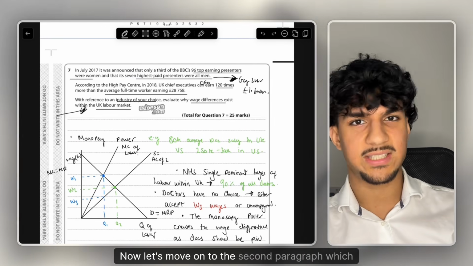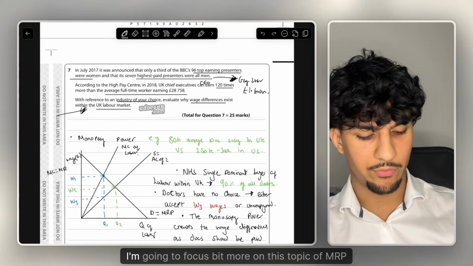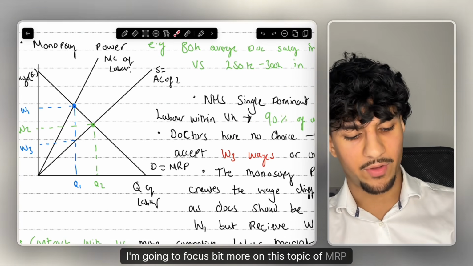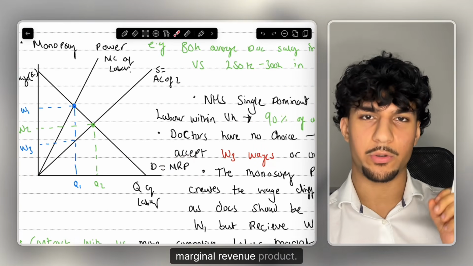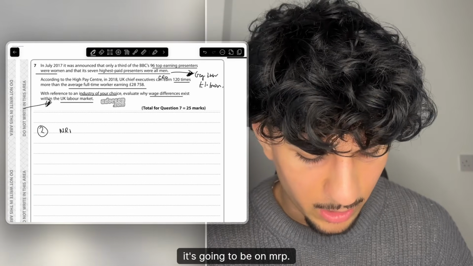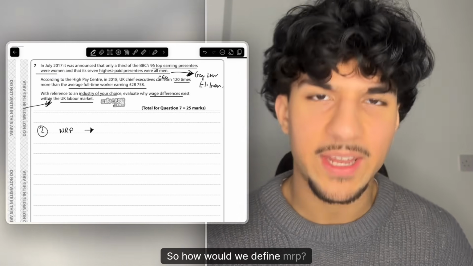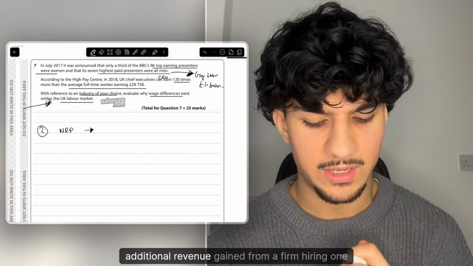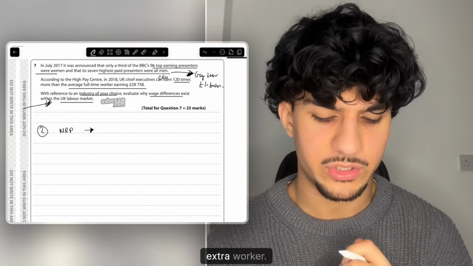Now let's move on to the second paragraph, which, like I said, I'm going to focus a bit more on this topic of MRP, marginal revenue product. Let's get started with the second paragraph. Like we said, it's going to be on MRP. So how would we define MRP? You see, additional revenue gained from a firm hiring one extra worker.